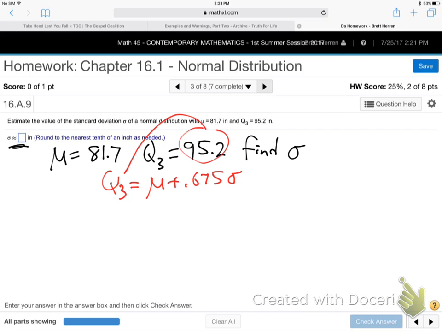Plug in your Q3. Plug in your mu. And solve for sigma, kind of like you'd solve for an x. You know what I mean? You guys have your calculators? Can you solve that little equation there for sigma, just like pretending it's x? Doing a little algebra. Get the x alone, get the sigma alone.